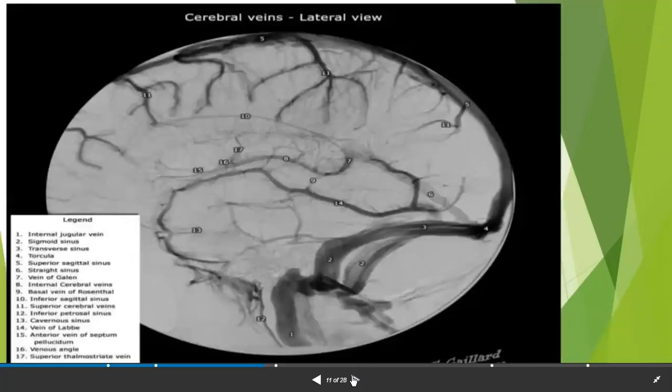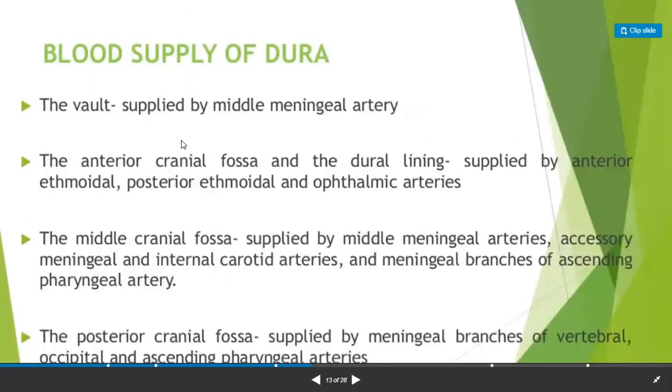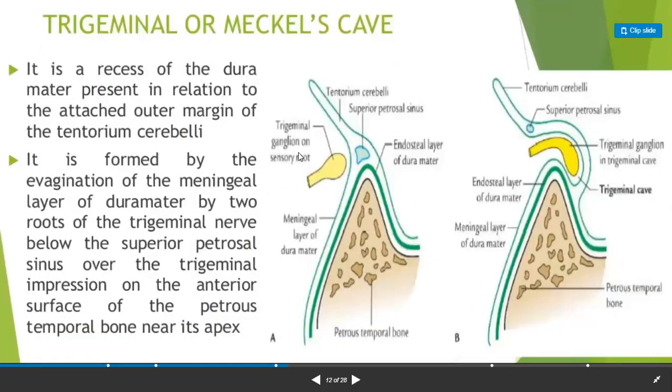Okay, so this is actually an angiographic picture where you are finding the different dural venous sinuses. Okay, so the blood supply of the dura, before I go to the blood supply, I will also tell you, this was told, I think, when you were discussing the trigeminal ganglion. So there is a cave called Meckel's cave or the trigeminal cave.